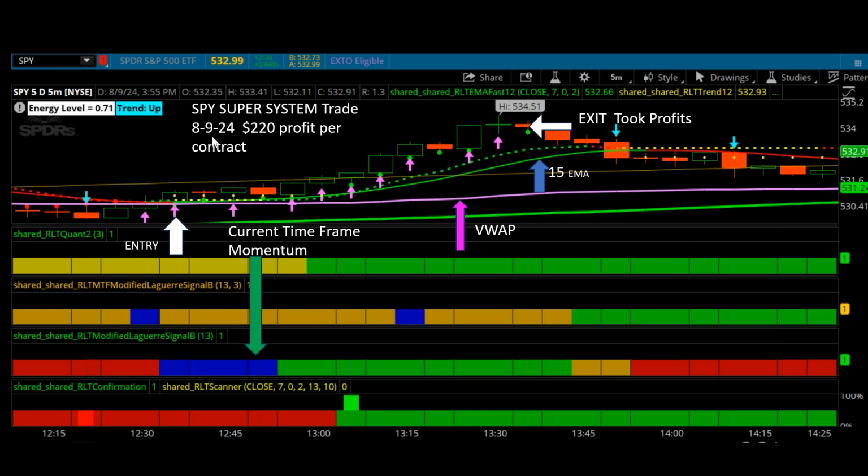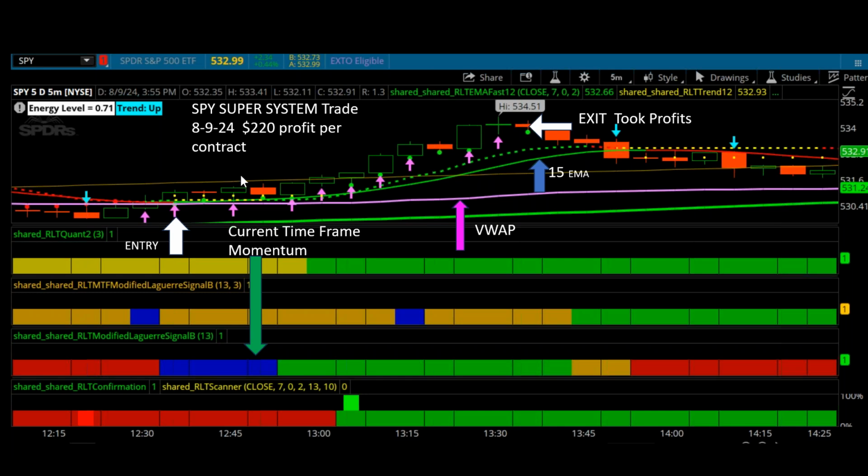So this is where we took a trade here on August 9th on the SPY Super System. You see how it's coming above the VWAP. You notice the current time frame momentum went from bearish red to bullish blue, and it broke right through the 15 and the VWAP right there. Took the trade right there and rode this thing up. As long as the stock stayed above the 15, I stayed in the trade, and here I start to get wicks and tails. I'm out right there. Getting pretty extended from the 15, so that was a nice profit, 220 a contract.